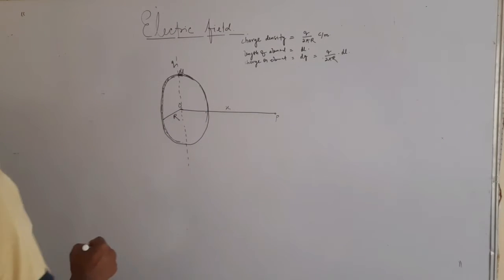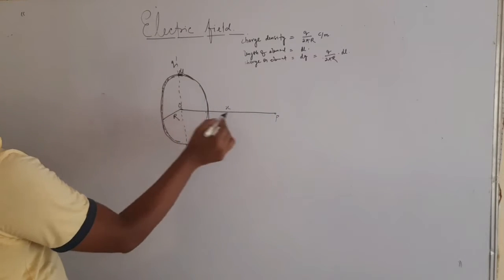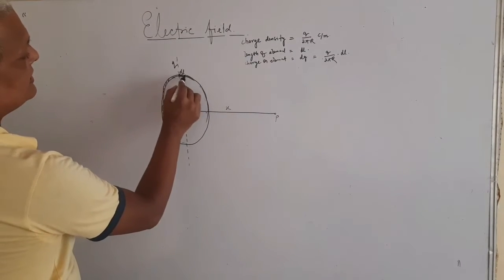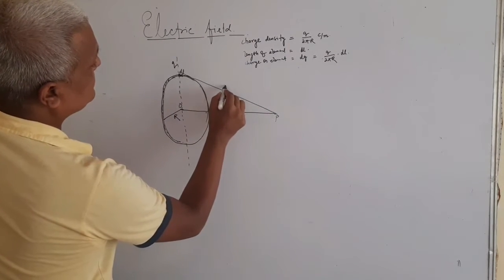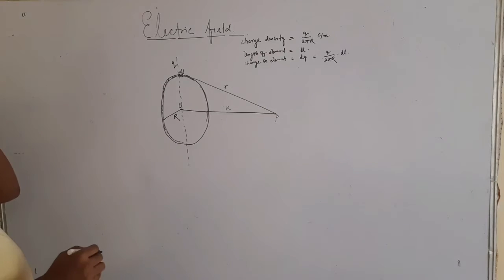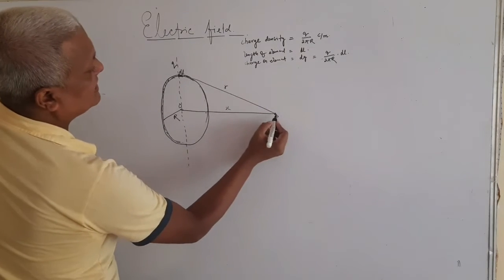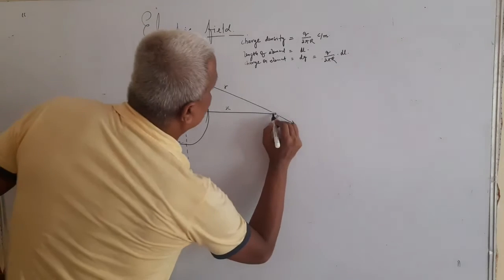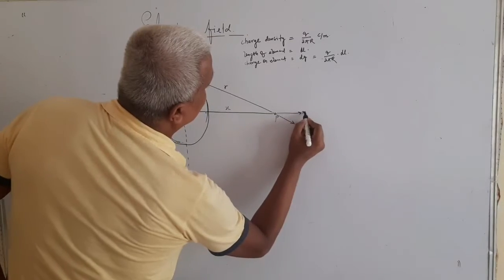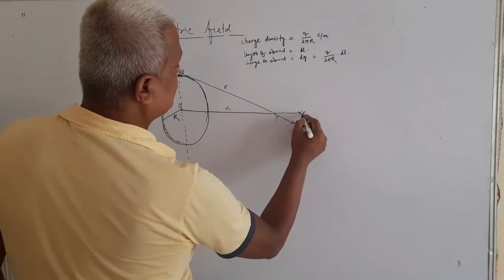So this is x, and the distance of this element is, because we are considering this element dq, here, this distance is r. So the electric field, suppose if I place a unit positive charge here, it will experience a repulsive force in this direction, and this is my axis, X.